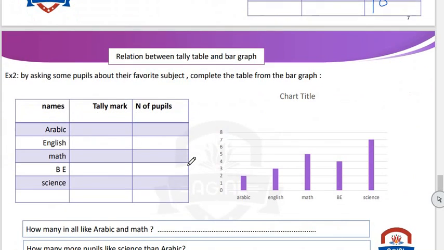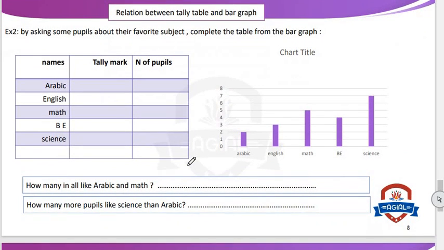After it, we have the relation between the tally table and the bar graph. We know the meaning of a bar graph. A bar graph is formed from two lines, a horizontal line and a vertical line, and they intersect at one point. The horizontal line goes from left to right, and the vertical line goes up and down, and we use it to show data. And a tally table uses tally marks to record data. So what is the relation between them?